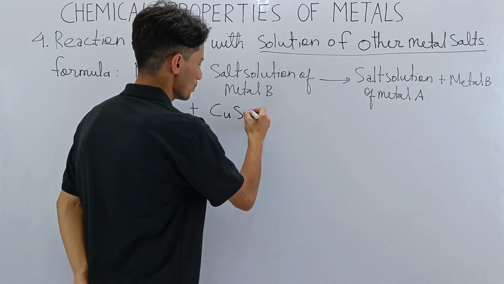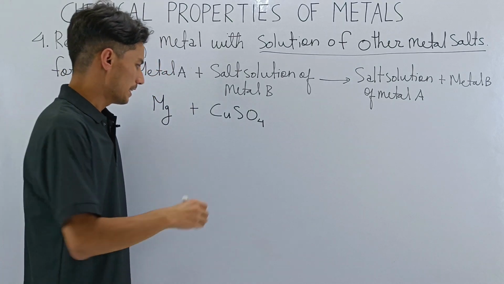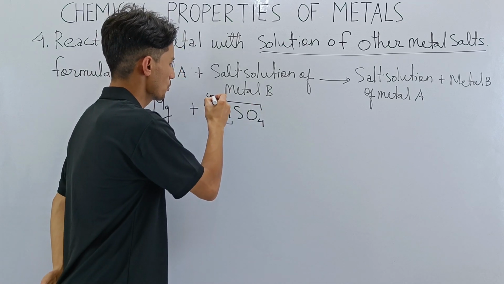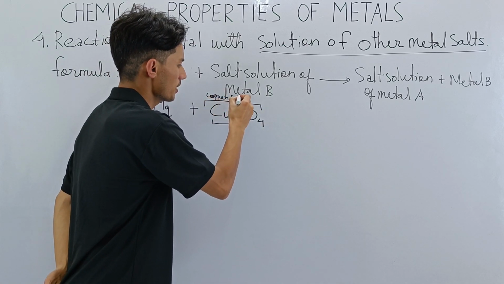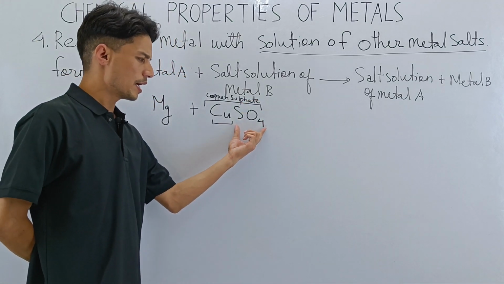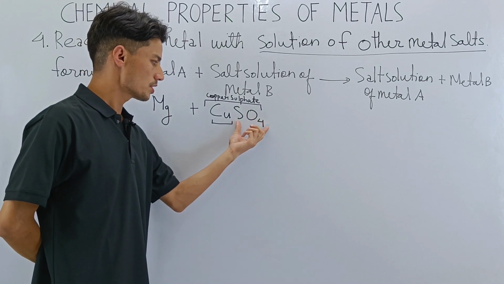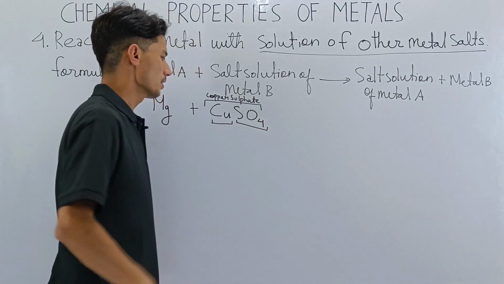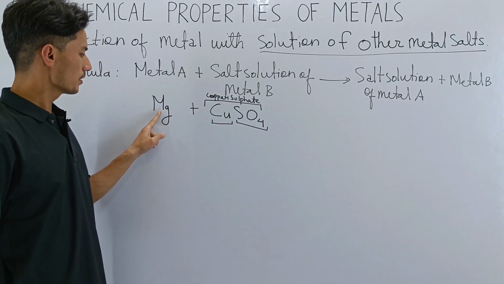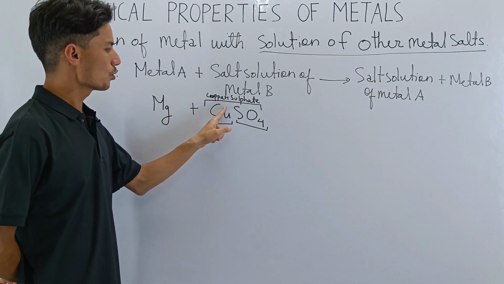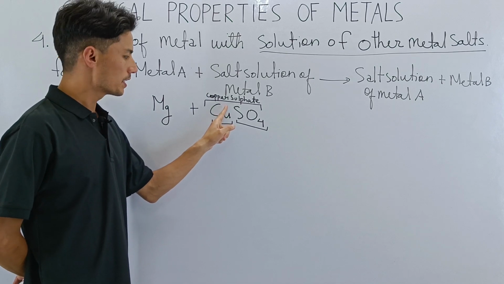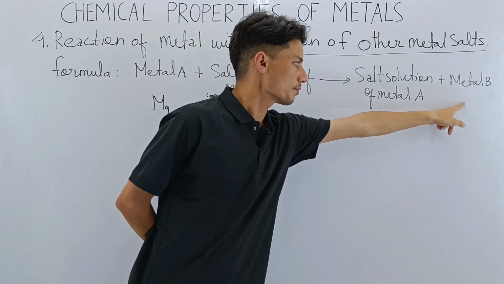CuSO4. The metal here is copper. Together it is called copper sulfate. Copper sulfate is a solution of copper. This is sulfate, a polyatomic ion which is made up of sulfur and oxygen. This is the metal copper. This is my metal. Magnesium is the name of this element. This is my metal A. This is salt solution of metal B, which means this is the salt solution of copper. The metal B here is copper. Remember.